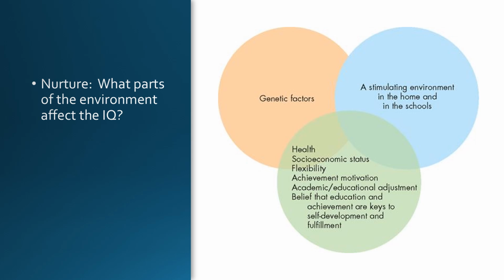So again, let's look further at nurture. What parts of the environment affect the IQ? We obviously know there's genetic factors, there's nature, but also a stimulating environment in the home and in the schools, which would relate to the brain connectivity. Also, your health, your socioeconomic status, achievement motivation, your academic development, adjustment. So many things go into your IQ besides just your genetics.